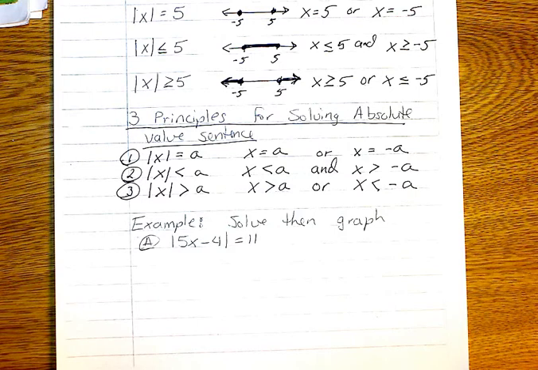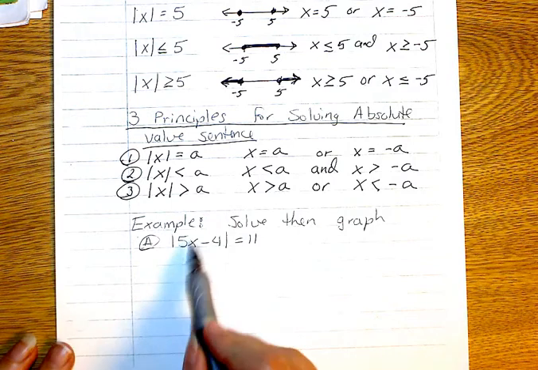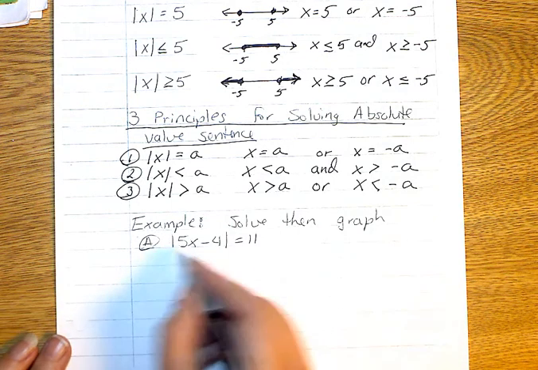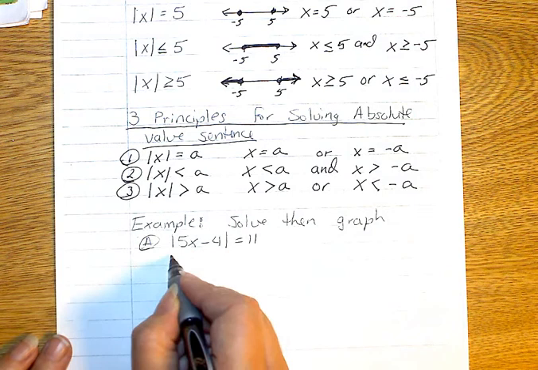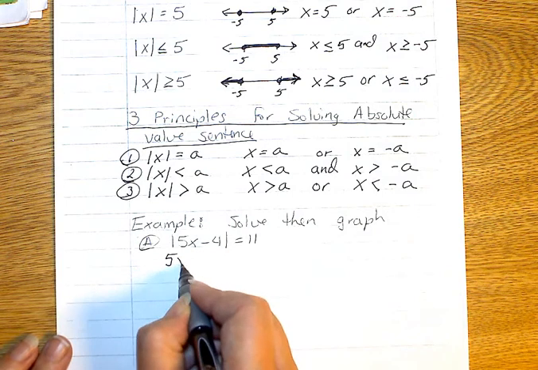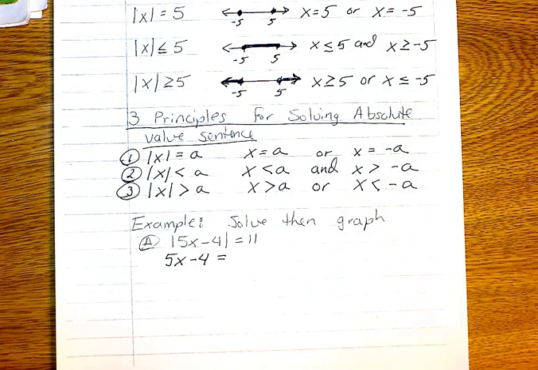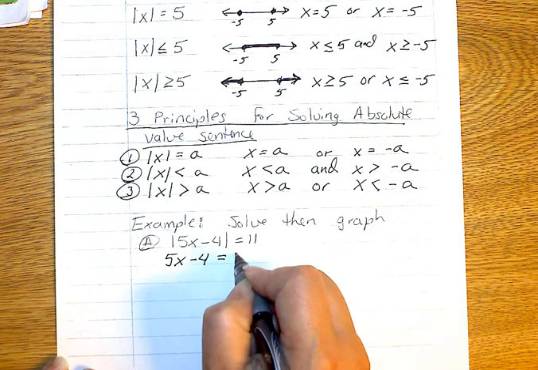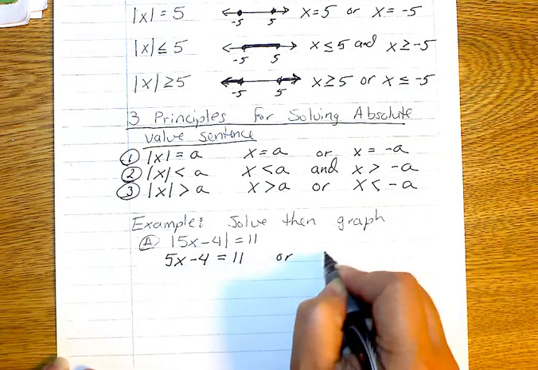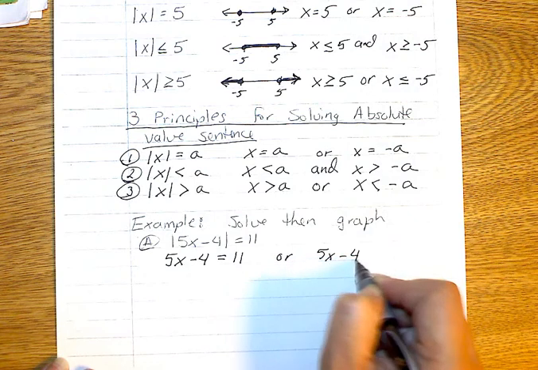All right. So we have here, what I want you to do is tell me what this equals. Once the absolute value is by itself, you can take it out. So we have 5x minus 4 equals, what does 5x minus 4 equal? 11 or negative 11. So 5x minus 4 equals 11 or 5x minus 4 equals negative 11.